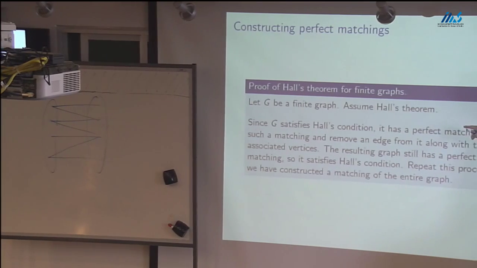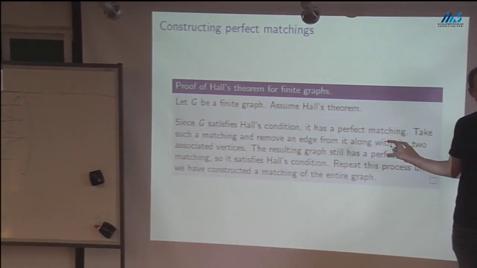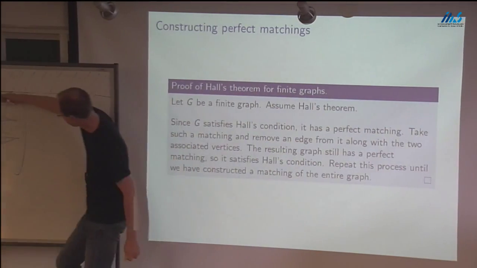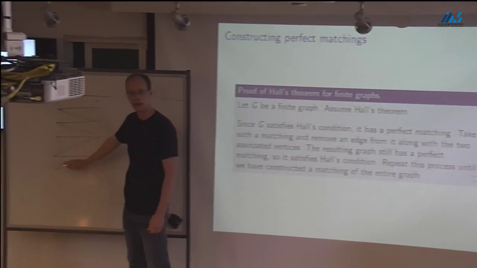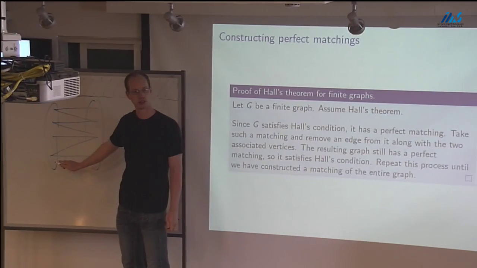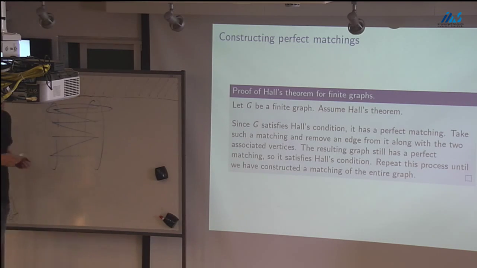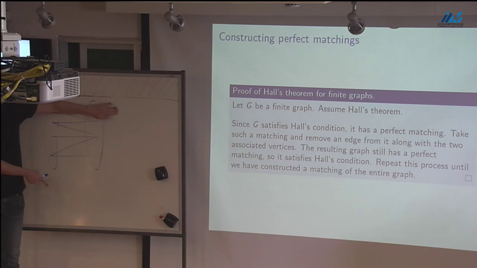Since G satisfies Hall's condition, there's a perfect matching. Take such a matching of the graph. So maybe I pick this edge, this edge, this edge, and this edge. Now pick one of the edges from the perfect matching and keep it. This is going to be part of my perfect matching. Now I can delete it from the graph. I have a smaller graph, and there's a perfect matching of it, right? The complement of this edge, of that perfect matching, still perfectly matches the remaining graph. So the remaining graph satisfies Hall's condition.